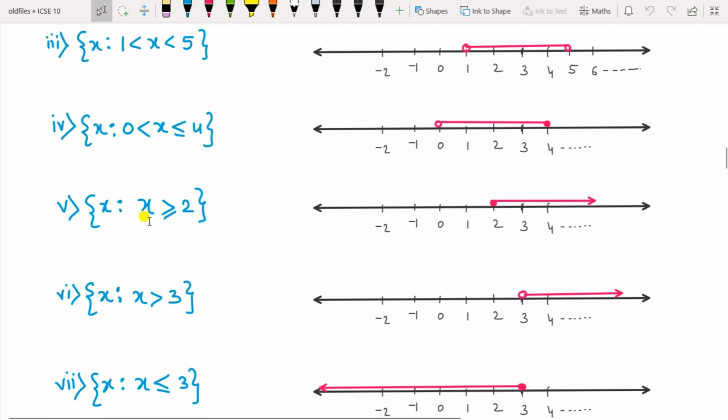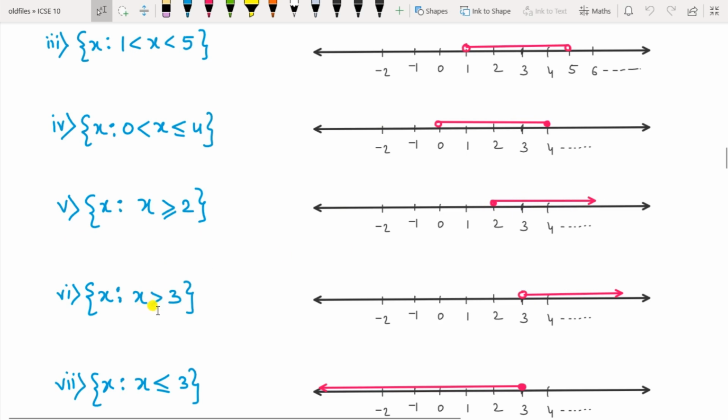x is greater than or equal to 2. Now x is greater than means you have to go to the right hand side, and 2 is also equal to here, so 2 should be included here. You have to make the dark circle on 2, and all the numbers after 2, because x is greater than or equal to 2. So greater than means all the numbers after that, so you have to show this arrow.